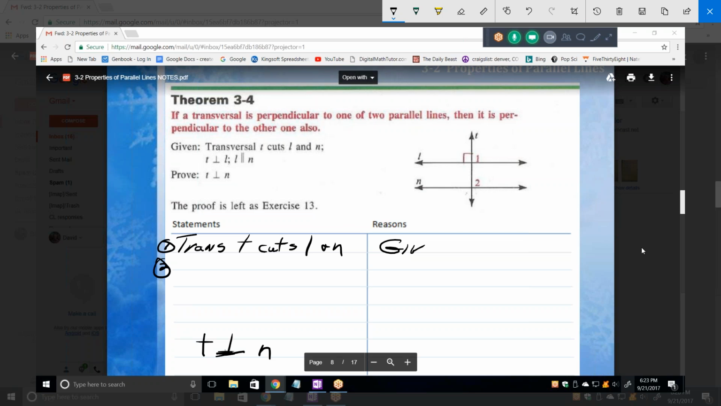Okay. I know that line T is perpendicular to line L, correct? Yes, because it shows a 90-degree angle there. And since that's 90 degrees, I know angle 1 is 90 degrees, so I know it's perpendicular to L.